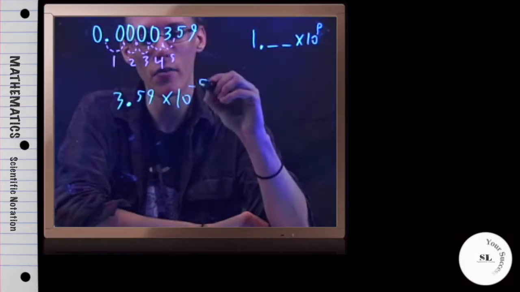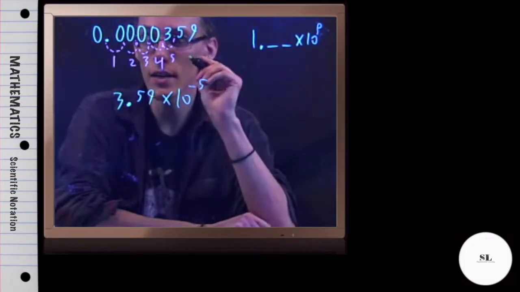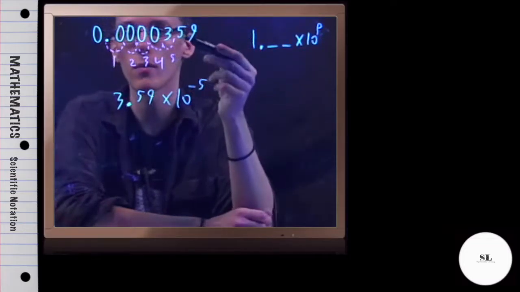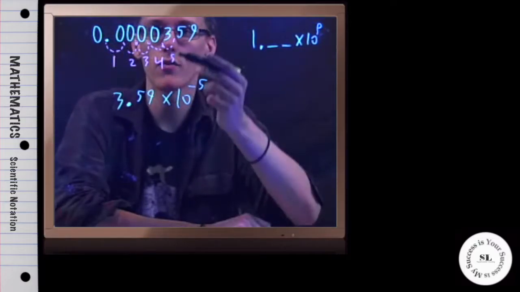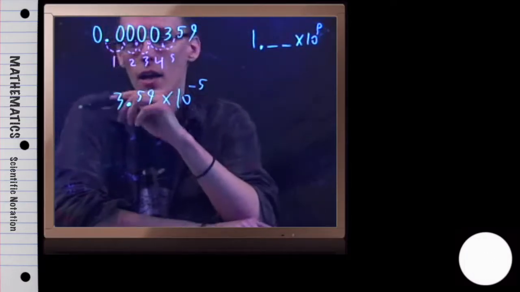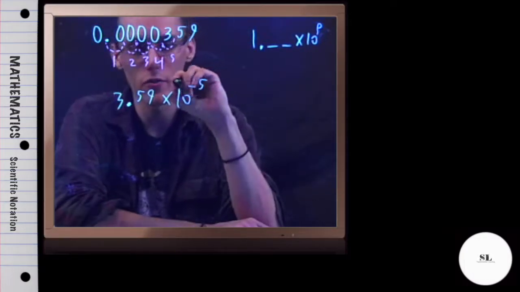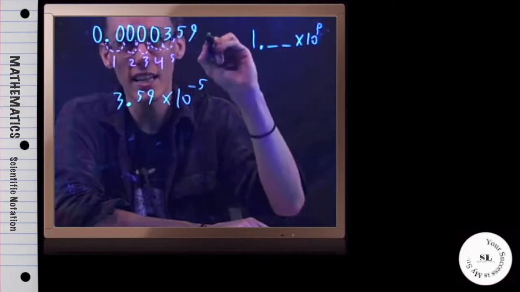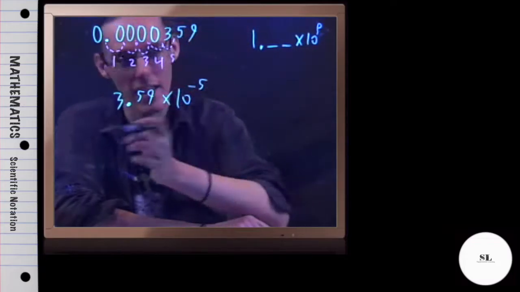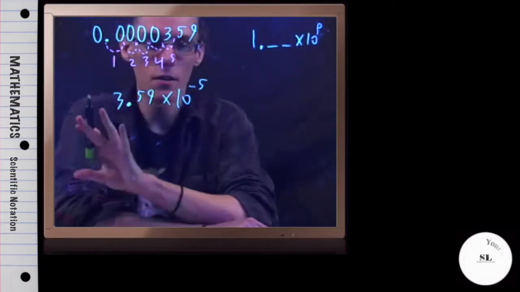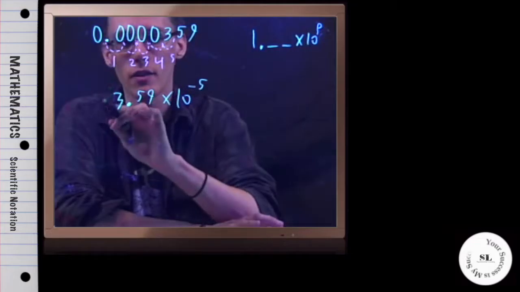A negative 5. Now you could also memorize that if you're going from decimal to scientific, when you move to the right, it's negative, and when you move to the left, it's positive. But the problem with that is that when you're going from scientific to decimal, it's backwards. If I move to the right, it's positive, and if I move to the left, it's negative. So that's just some advice about how to think of this.